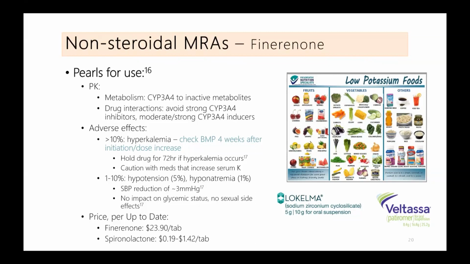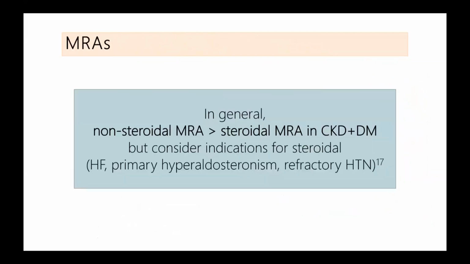So I'm assuming that this recommendation that is specifically made for ACE inhibitors or ARBs in the guidelines would also carry through with finerenone, but it is not in the current guidelines. Also with finerenone, it does have a weak blood pressure lowering effect, but it does not have changes in glycemic status or sexual side effects like spironolactone does. And it is also, as Deanna mentioned, still a branded medication, so it can be very expensive.